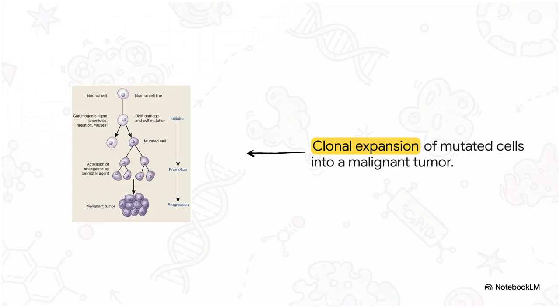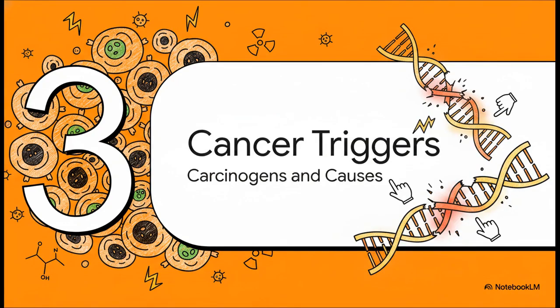It's almost like a cascading avalanche. Starting from a single normal cell line, an agent comes in and damages the DNA. That's our initiation phase. Then as promoters force that one damaged cell to multiply, we see this massive clonal expansion. It essentially creates an expanding family tree of mutated cells. Finally, in progression, they clump together into a malignant tumor, accumulating more and more genetic errors until they become this aggressive, unstoppable force.